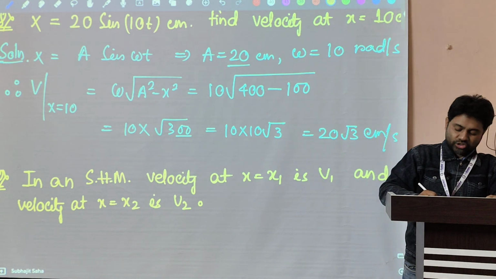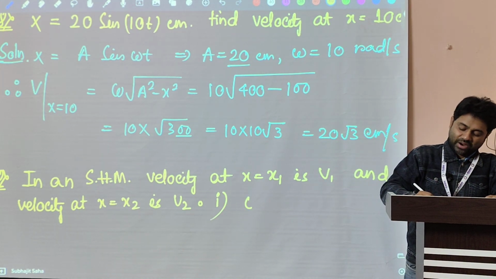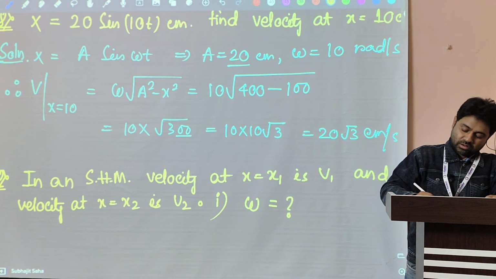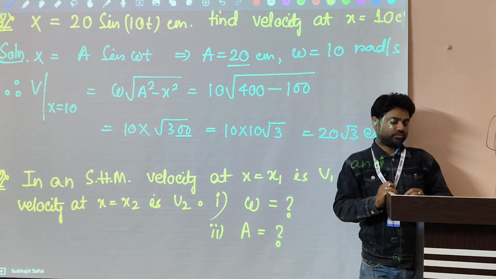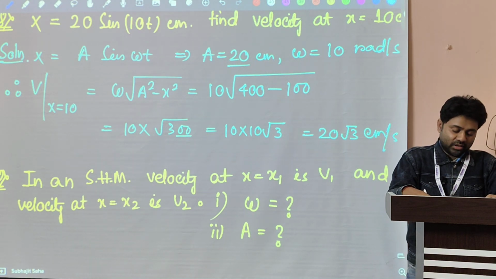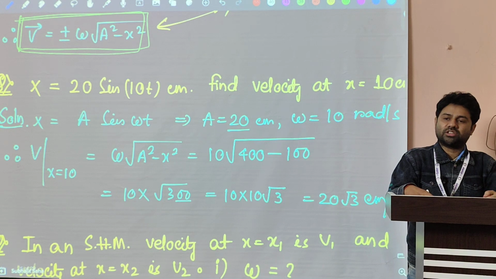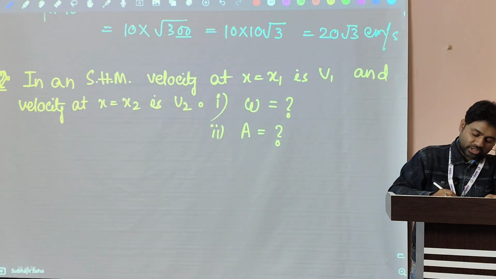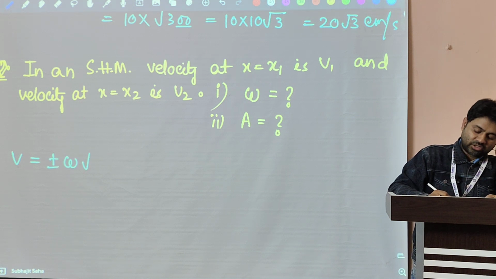So there might be two questions on this data. Either they may ask you to find omega, or they may ask you to find amplitude. Both can be derived using the same equation, v equal to omega root a square minus x square. Let's write down the equation. V equals plus minus omega root a square minus x square. We know that.